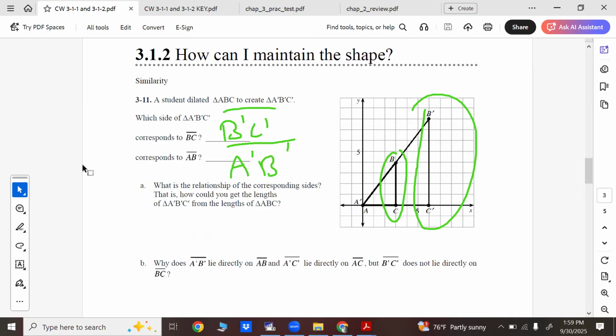For part B, why does A prime, B prime lie directly on AB, and A prime, C prime lie directly on AC, but B prime, C prime does not lie directly on BC? And for part C, could you get the side lengths of A prime, B prime, C prime by adding the same amount to each side? Try this and explain what happened. There's a few other things as well. So go and try it. In about 3 or 4 minutes, I'll check in to see how you are answering these questions. Do your best to answer in your own words among your table group members, and then we'll check in. Then we'll do the top half of page 4 after that.